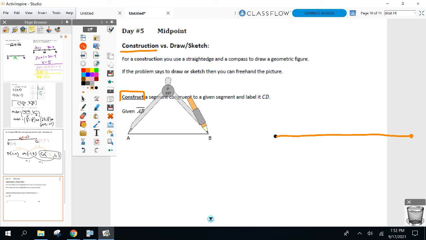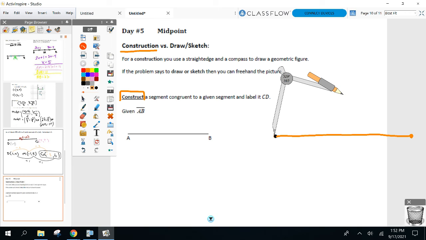Open it up. Okay, now you're going to take that opening. Don't open or close your compass, because I want that opening, the length of AB. You're going to come over to the segment you just created and put your compass point on the endpoint I gave you.